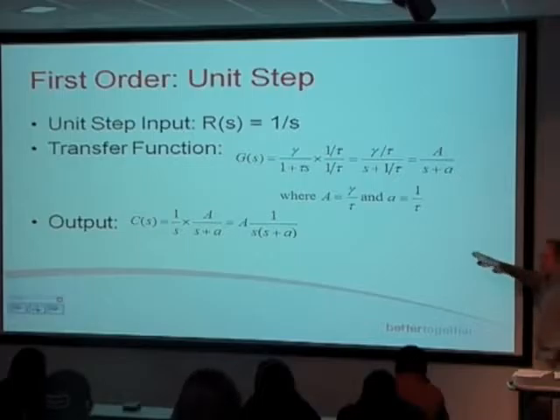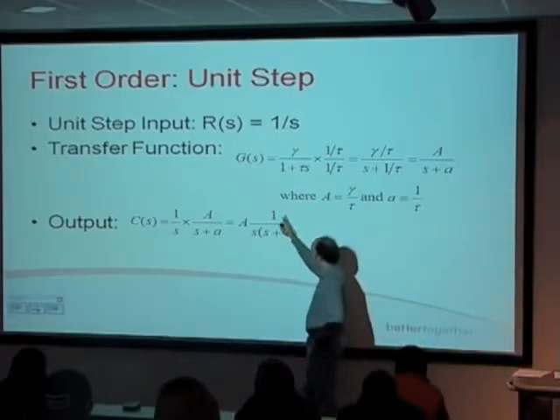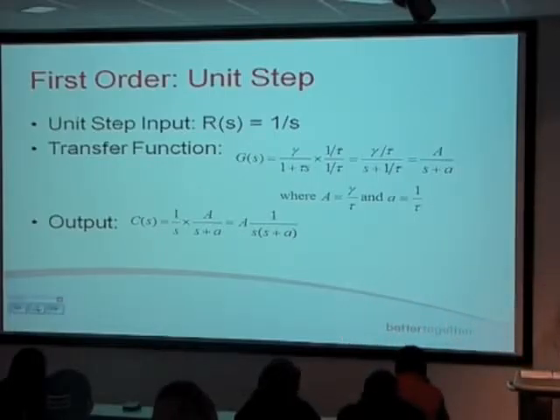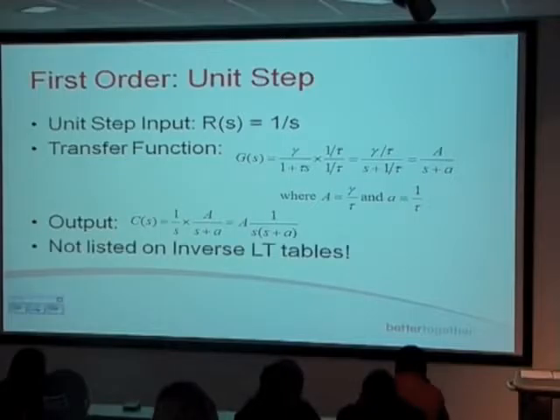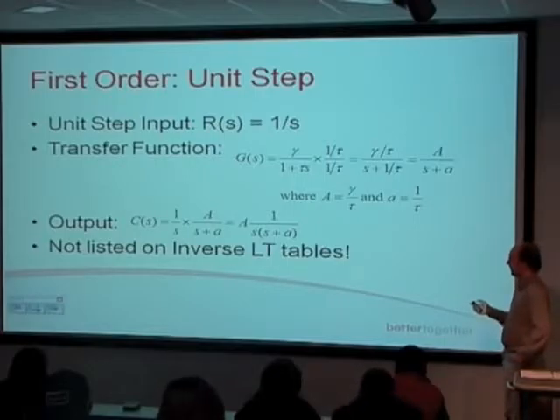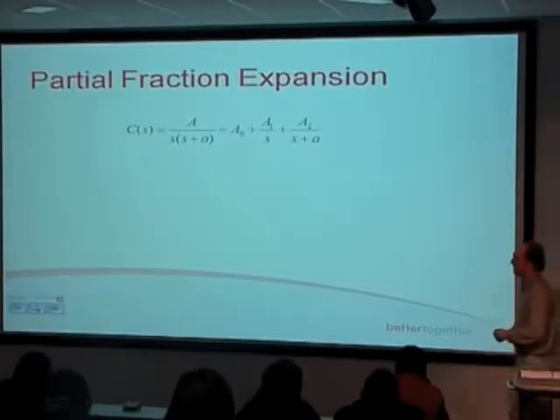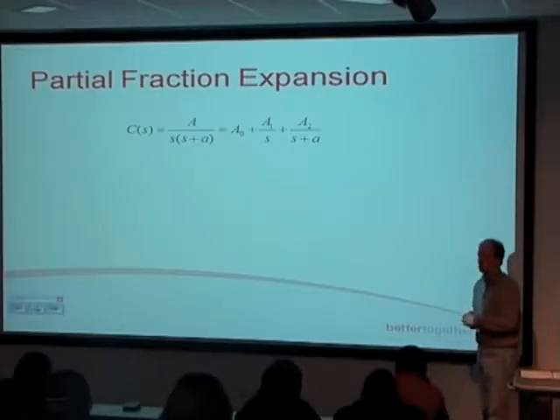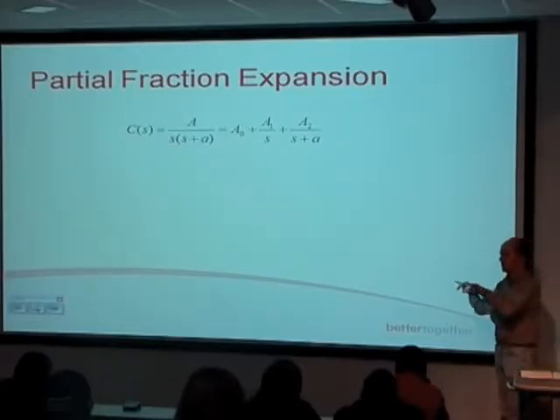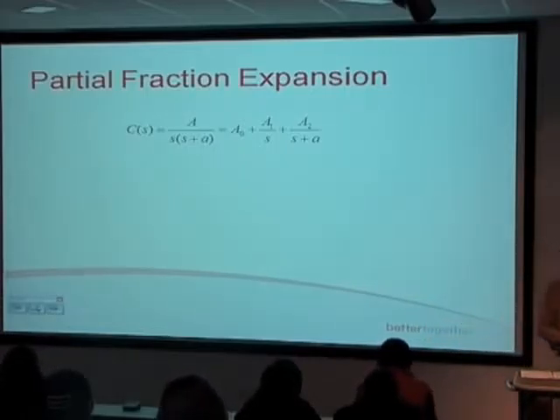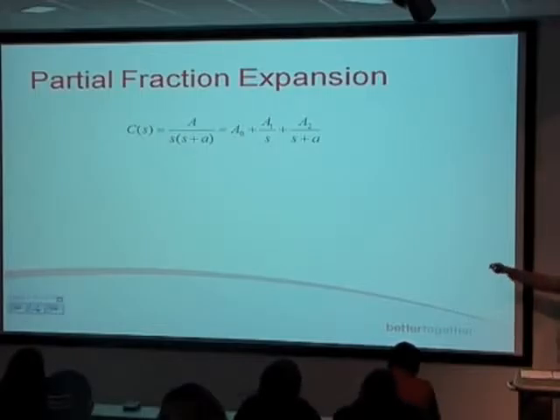Now, the issue with this is that this function doesn't appear on Laplace transform tables generally, okay? And so we need to do a bit of manipulation to work out what we have got on Laplace transform tables. So there's our output, and what we use is a technique known as partial fraction expansion. Now you should all be familiar with this. This is quite basic maths. When you've got a fraction and the denominator has two terms that you want to separate, then you use partial fraction expansion to work out what these values A0, A1 and A2 are.